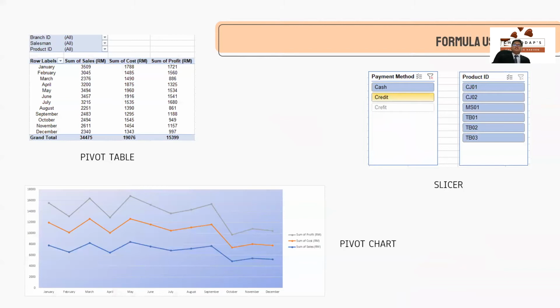Okay. This is the formula used in our sales transaction analysis. The first one is the pivot table to look at the sum of the sales, cost, and profit. From this, we can filter by branch, segment, and product ID. We also use slicers to filter, but in a more interactive way. For example, the first one is payment method, and the second one is product ID. The next is the pivot chart, which shows the trend of the sales for the year 2020.